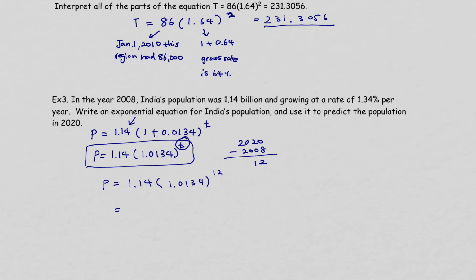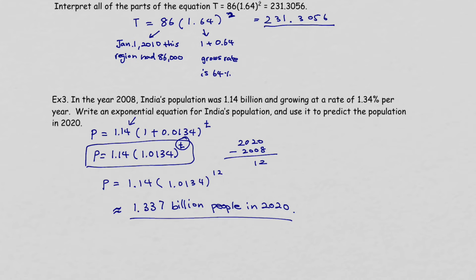So when you plug that into the calculator, this is decimals, and it's going to give you really long decimals, you need to round off, and when you round it, it will give you 1.337. And don't forget, we're talking about billion, right? So that's how we're going to use exponential equations.